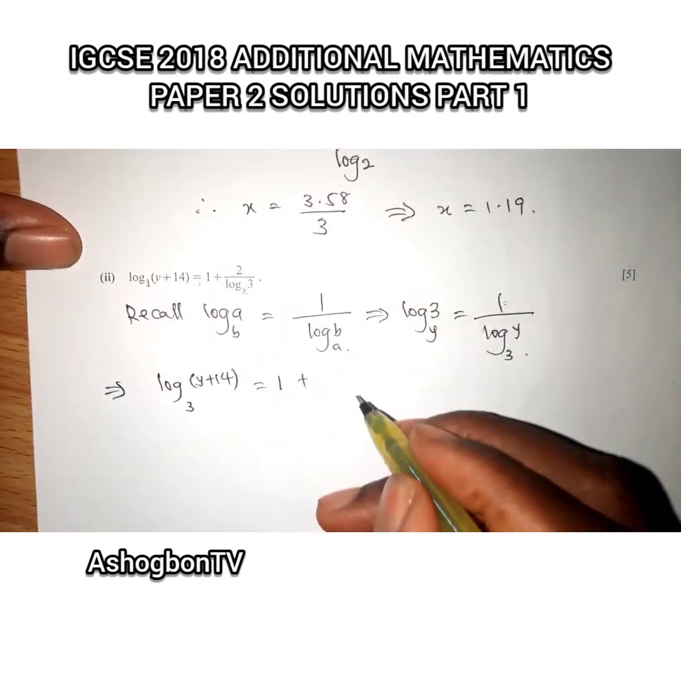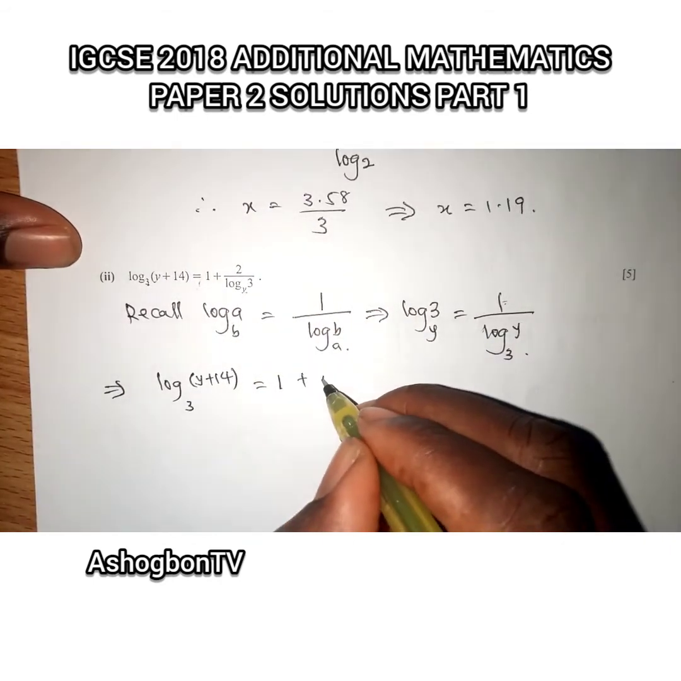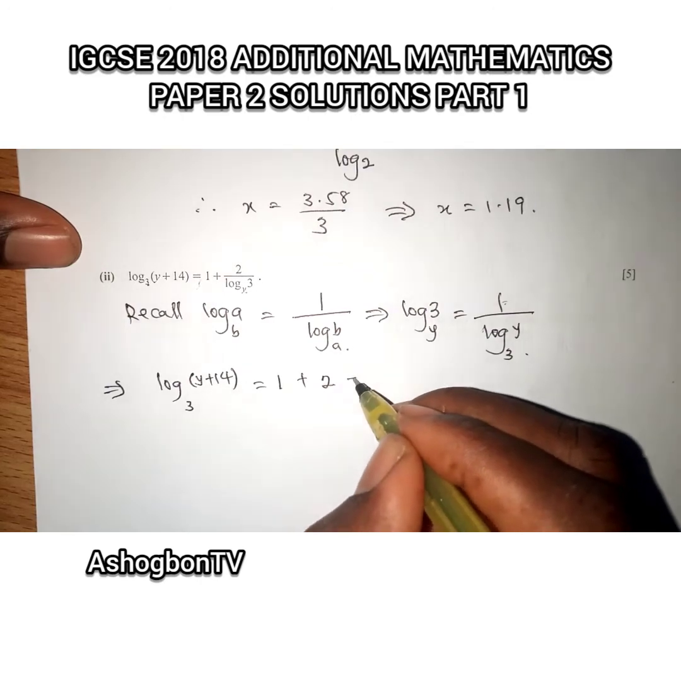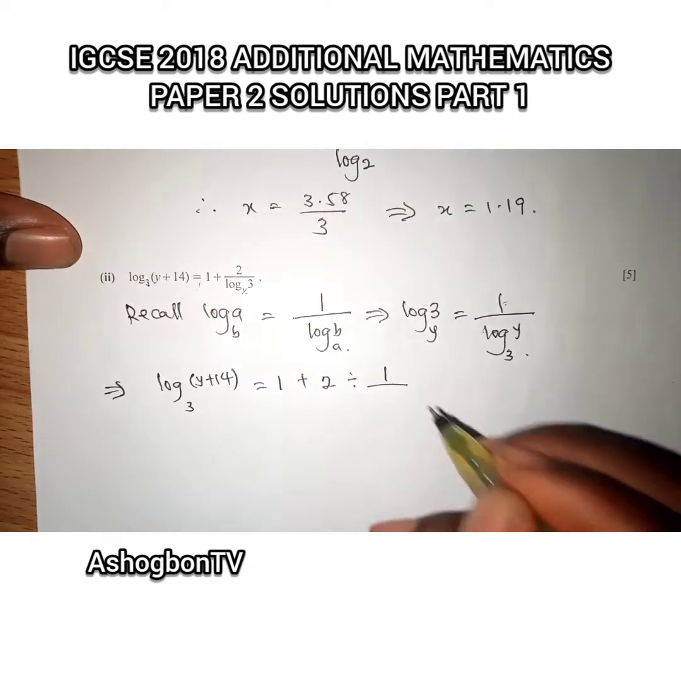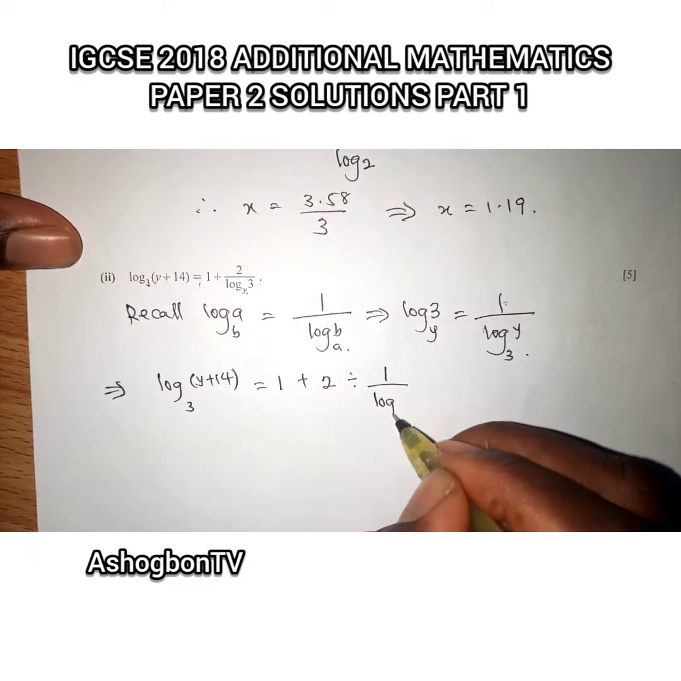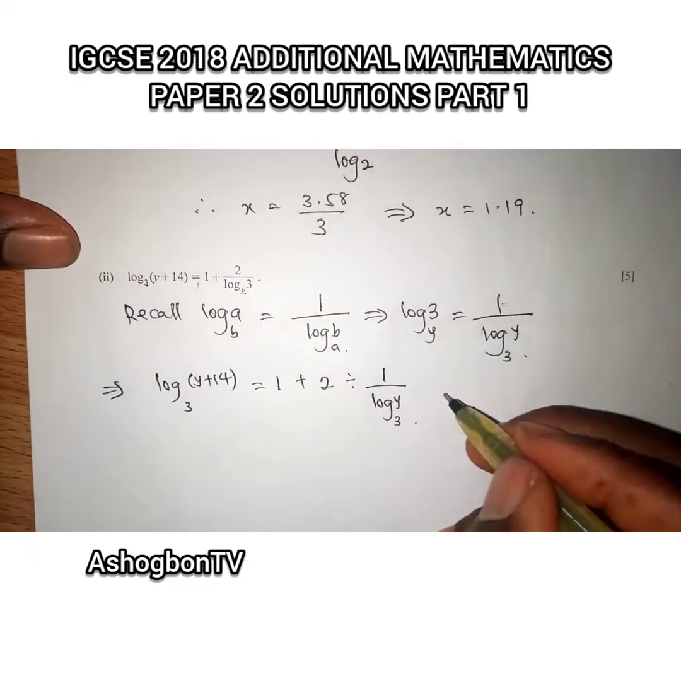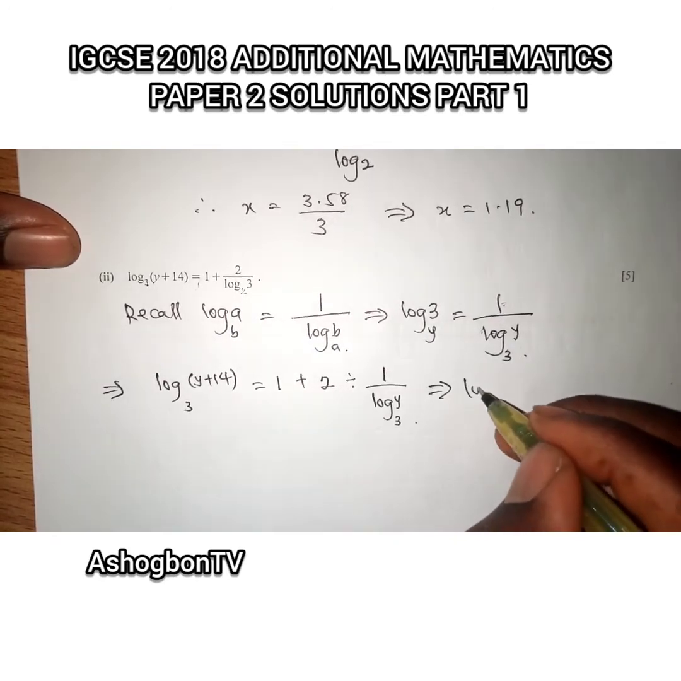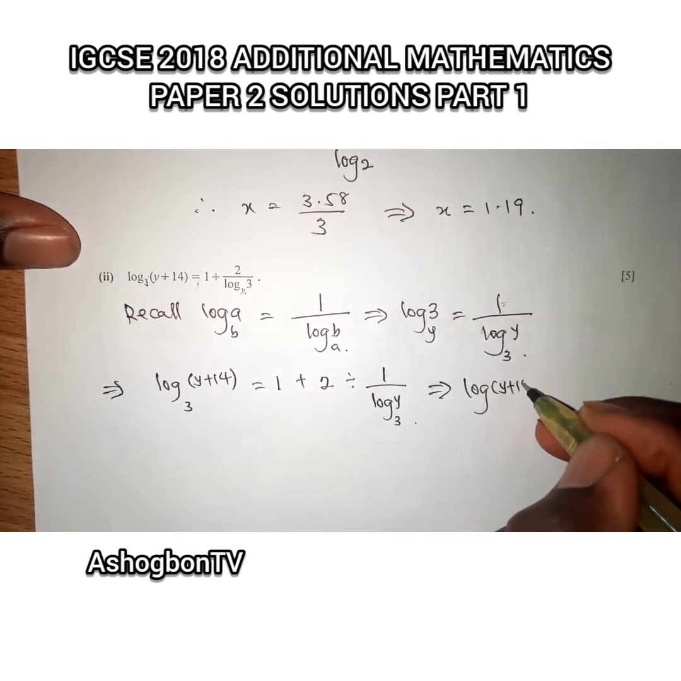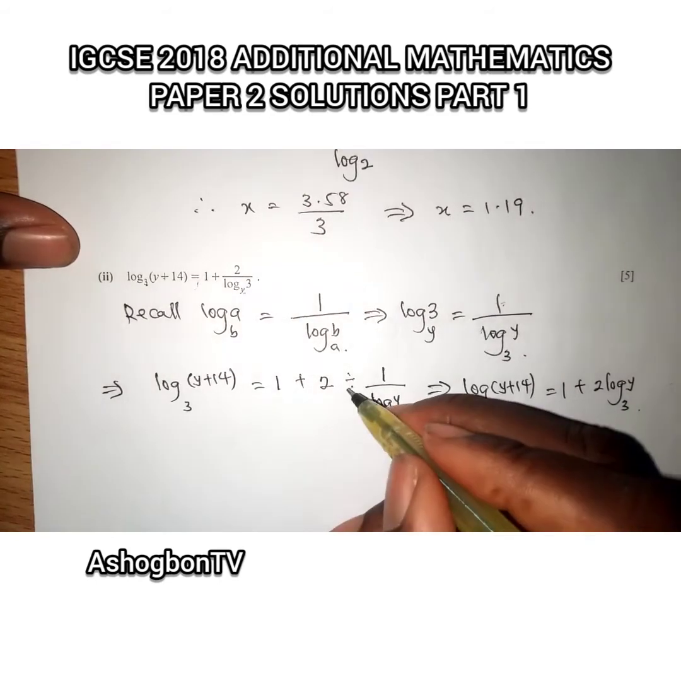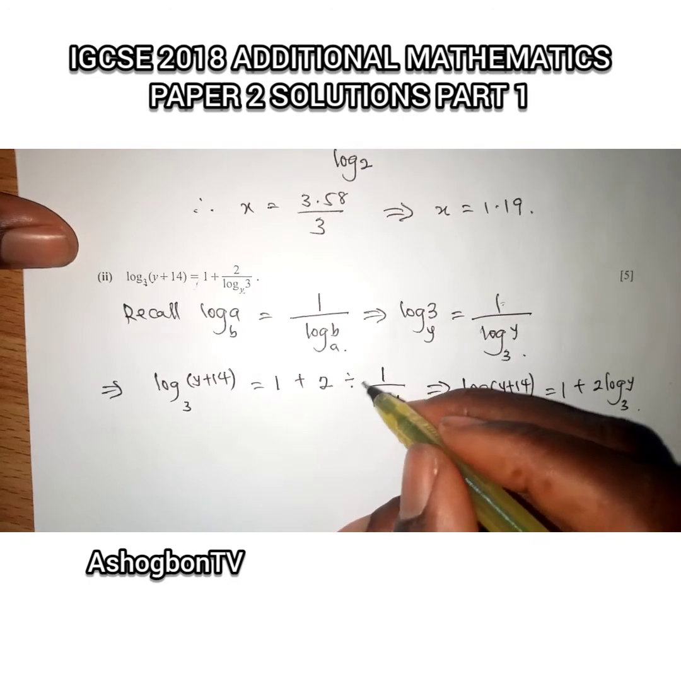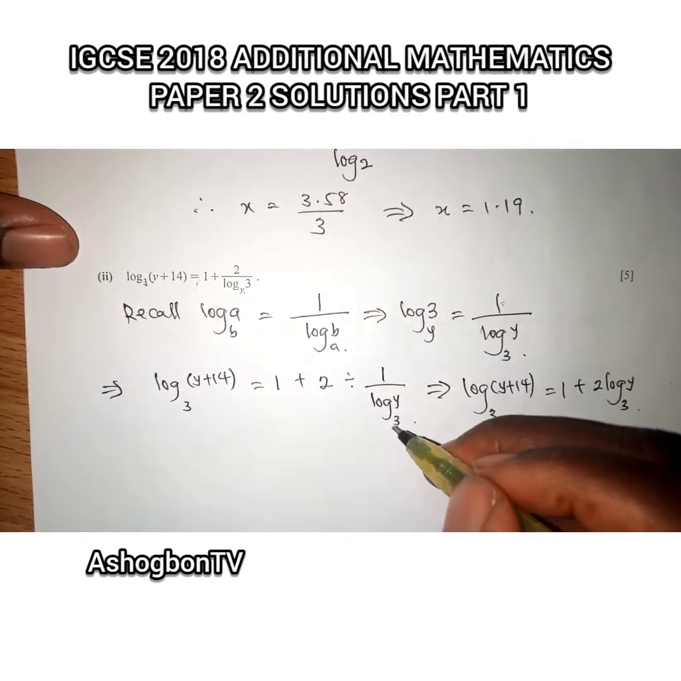Now don't forget what we've said here. This is going to be 2, you understand, and that will be 2 divided by, I'm changing this to this, divided by 1 and divided by what? Log y base 3. So if you do that very well, you are going to have log y plus 14 base 3 equal 1 plus 2 log y base 3. So that's it. You understand? Changing division sign to multiplication, your numerator becomes denominator.